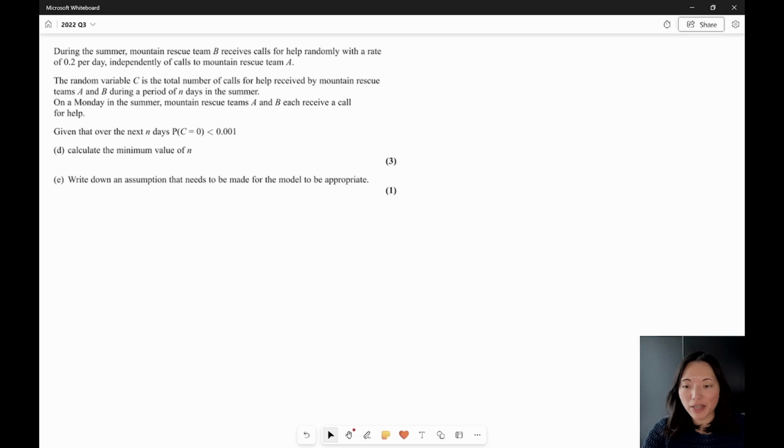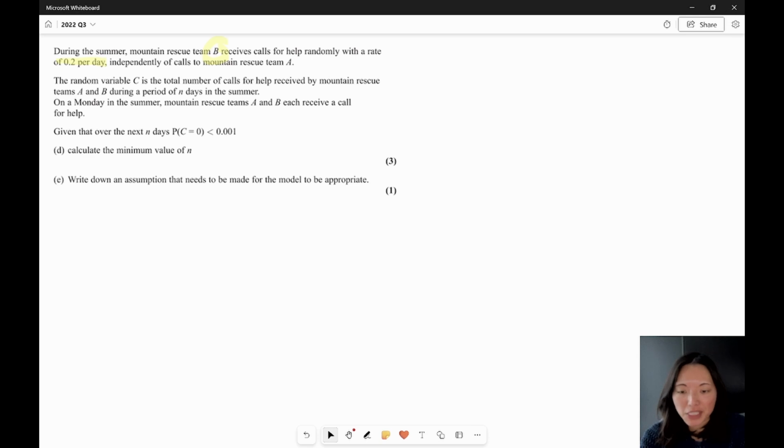Let's look at part D together. In the question, it says, during the summer, Mountain Rescue Team B, so a different mountain rescue team, receives calls for help randomly with a rate of 0.2 per day, independently of calls to Mountain Rescue Team A. So the calls don't affect each other.